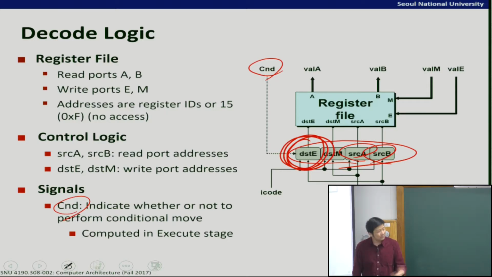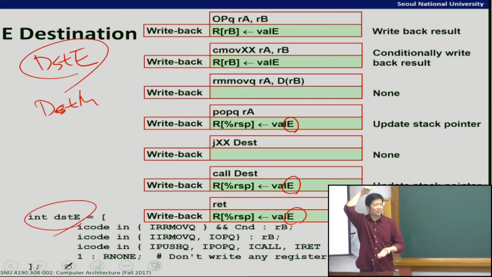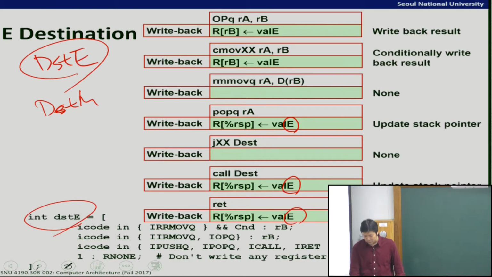But we can actually do the same exercise as we did for this. Maybe you can add one more slide for M destination, and we can gather all the instructions which write the value through an M port. The M port is meant for the value coming from the memory stage. This one is meant for the value coming from the execute stage, because the value of this new stack pointer is computed in the execute stage.